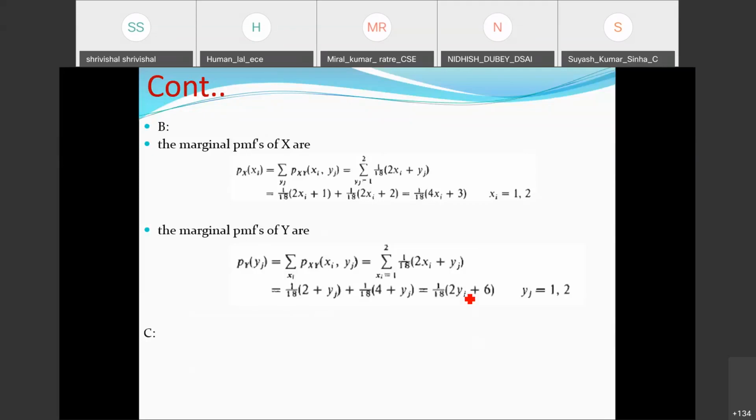Here it is coming 1 by 18, 2y plus 6 here. That's exactly y plus 3 by 9 here. That's got from many of you as a correct response. Good. Now if we go for the third part here.